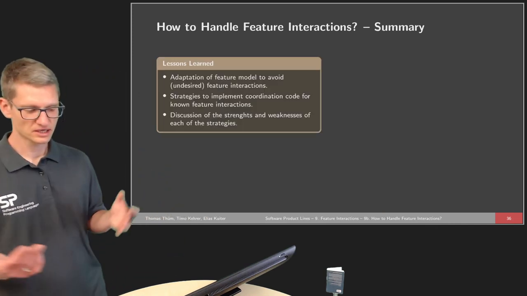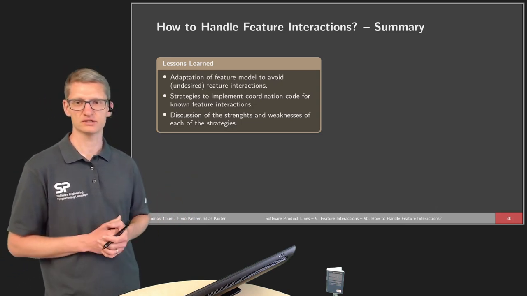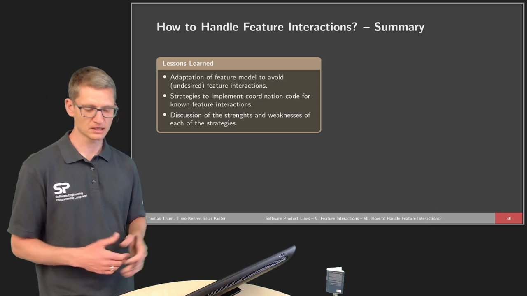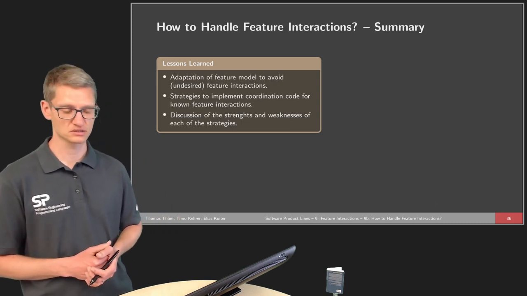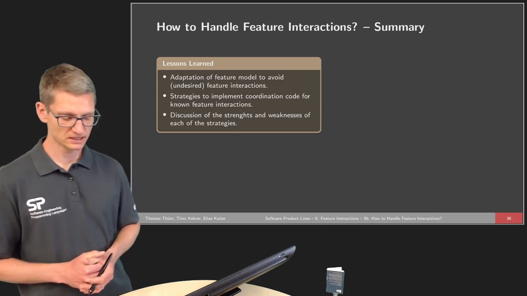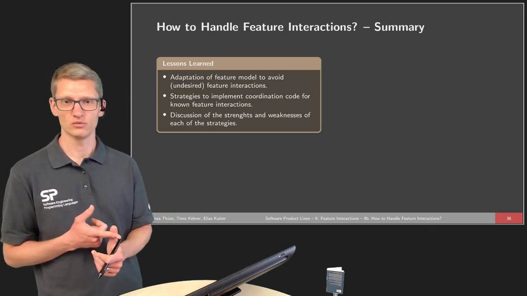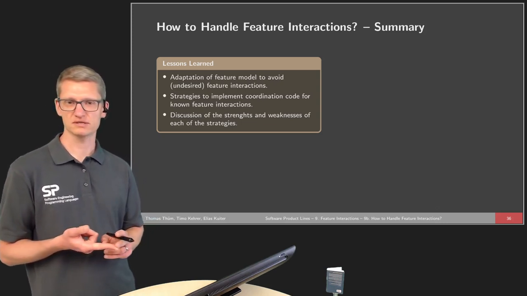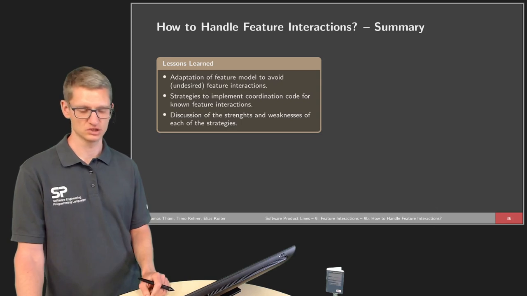So what are the lessons learned? We've seen that we can adapt the feature model to avoid undesired interactions. We can basically remove those configurations that are problematic. But there are also strategies to implement coordination code to somehow resolve those interactions in the solution space instead of simply forbidding them in the problem space. And we discussed strengths and weaknesses of all those strategies in terms of those four properties. Do we maintain the variability? Do we have a low implementation effort? What about the binary size and performance? And do we maintain feature traceability? Is the code quality okay with the strategy or not?